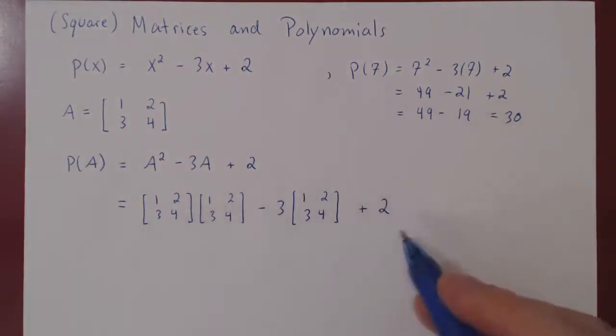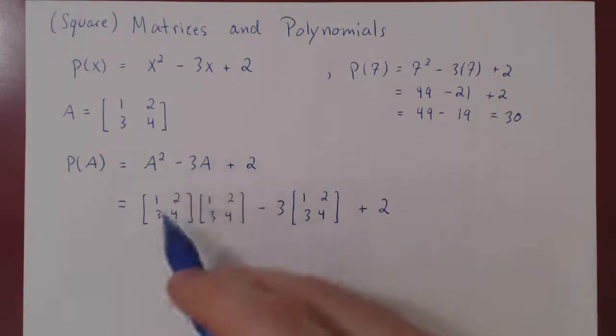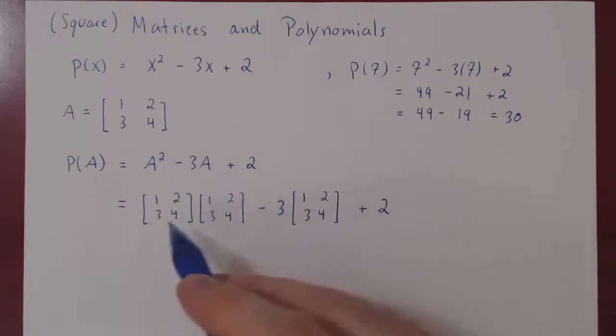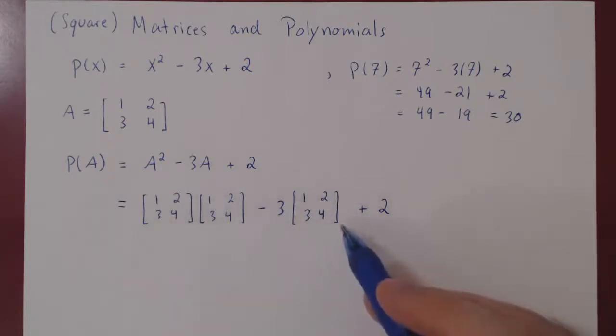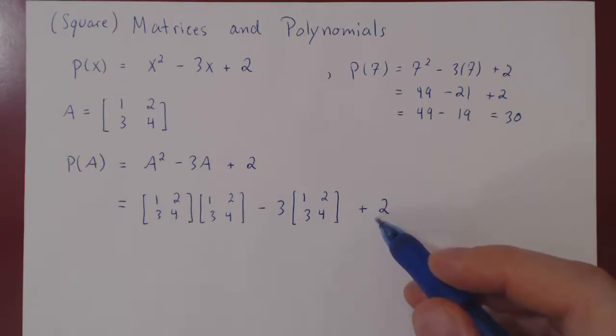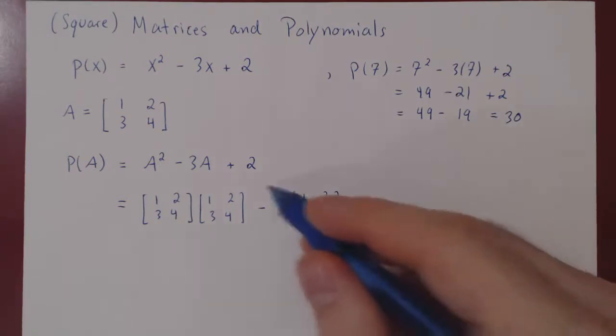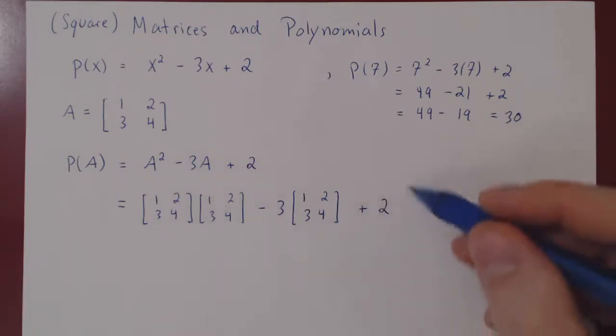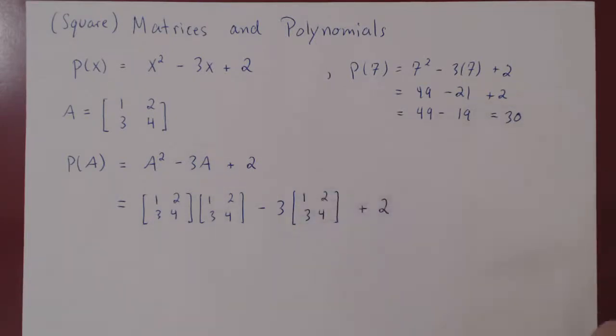As this stands, this is not defined. Here's a 2 by 2 matrix, here's a 2 by 2 matrix. Once we perform the subtraction, this will be a 2 by 2 matrix, plus a real number. We can't perform this operation. We can't add to a 2 by 2 matrix a single real number. What is here should also be a 2 by 2 matrix. How can we fix this problem?